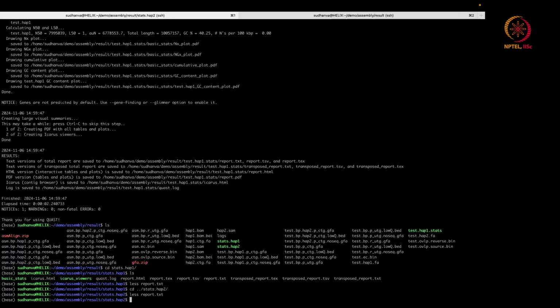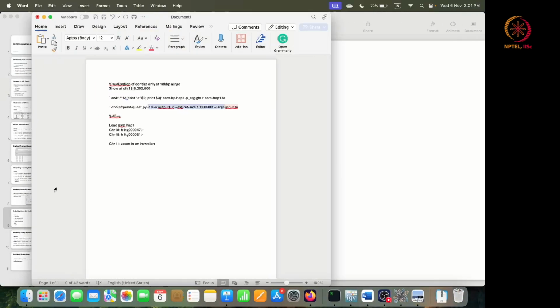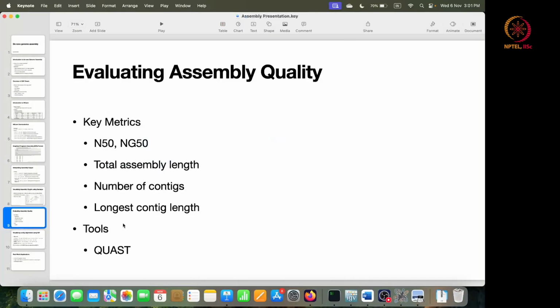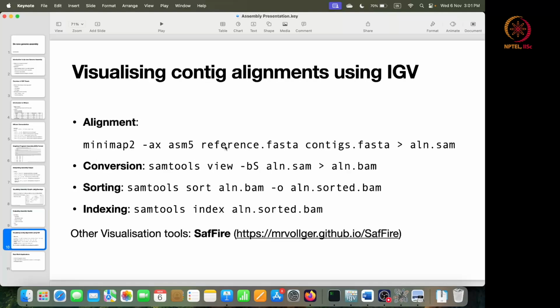Okay, so we have seen how to obtain all of these quantities using QUAST. Can we visualize them? Well, yes. Recall that in a previous demonstration we have seen how to visualize the alignments of read sequencing data to a reference genome. Similarly, we can align the contigs that are generated by these assemblies to a reference genome and visualize those.